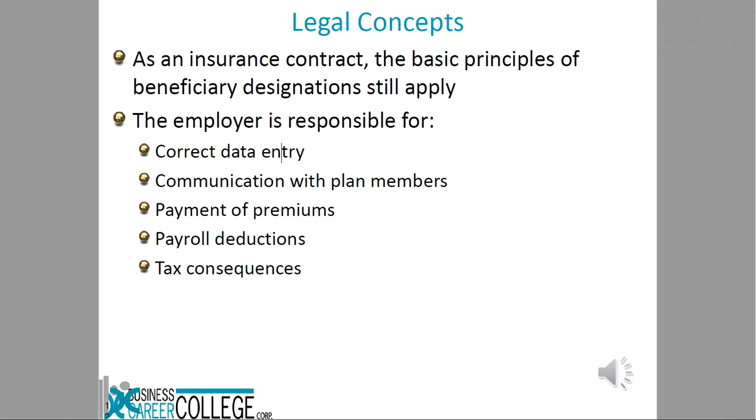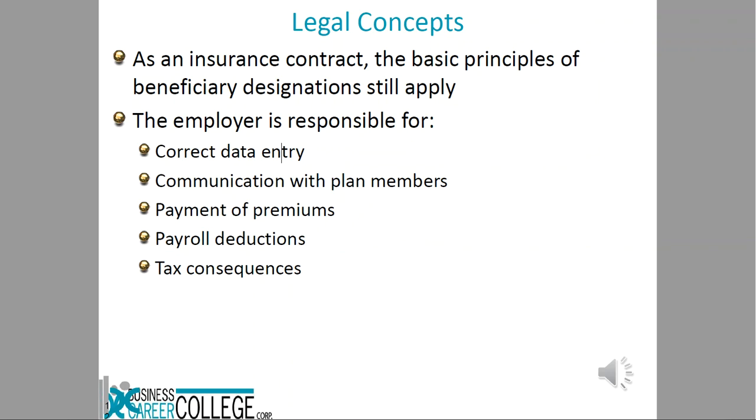The employer then is responsible for a variety of features of the plan. They're responsible for correct data entry. It is possible for the employer to download that responsibility to an insurance agent. Typically, we call that a third-party administered plan or a TPA plan. The employer is also responsible for that communication with plan members. Again, an employer should be looking for an agent who's going to do an excellent job of that communication with the plan members. The employer also should be looking at premium payments.